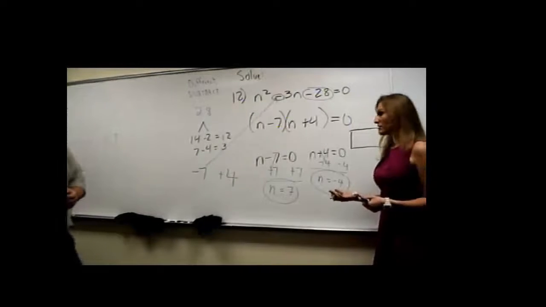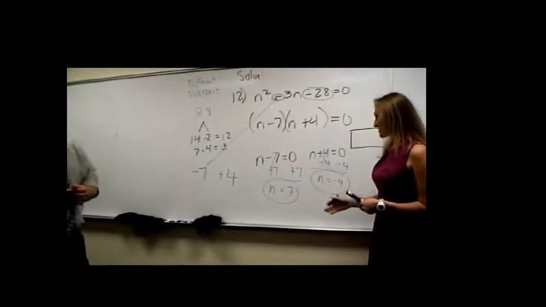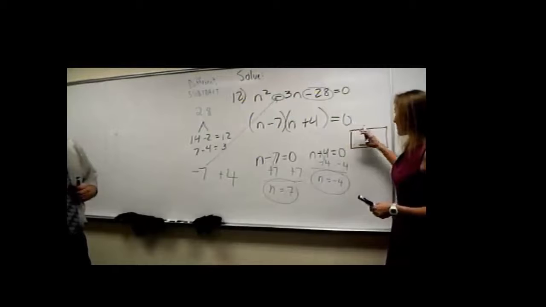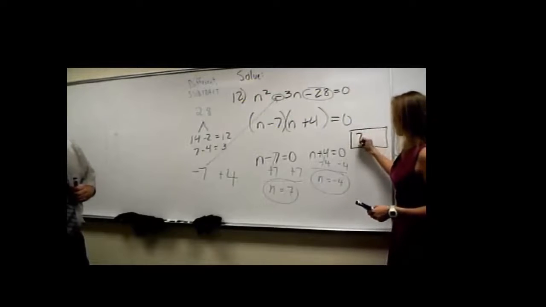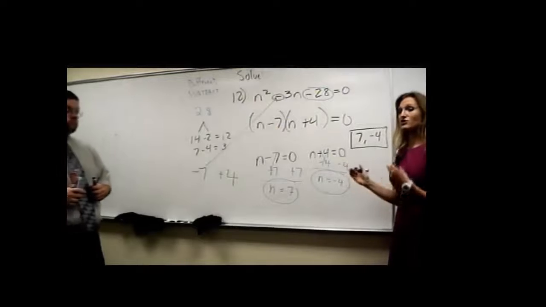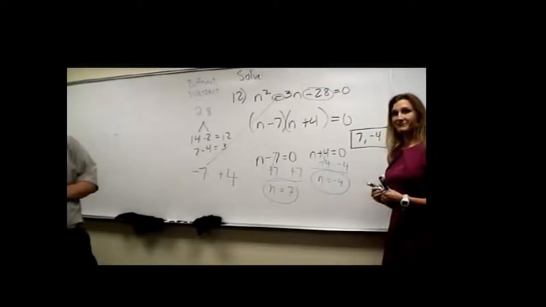In MyMathLab, you'll be answering with a comma. So instead of typing n equals 7, n equals negative 4, they will provide a field for you to fill in. And so you'll say 7 and negative 4. You could also say negative 4, comma 7, as long as your signs are with the right numbers. And that's number 12.